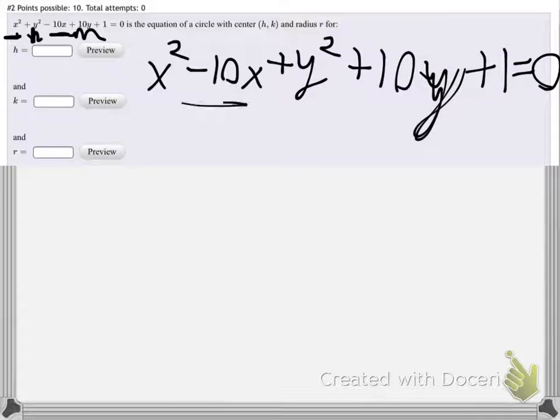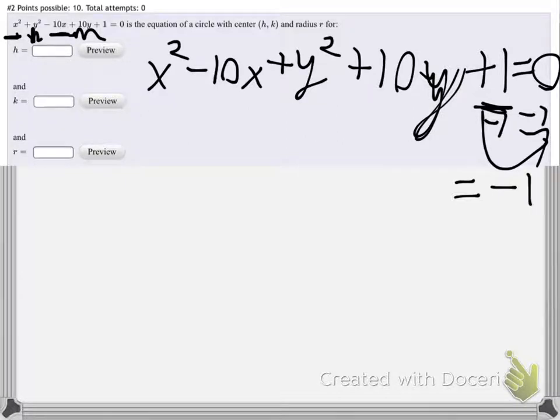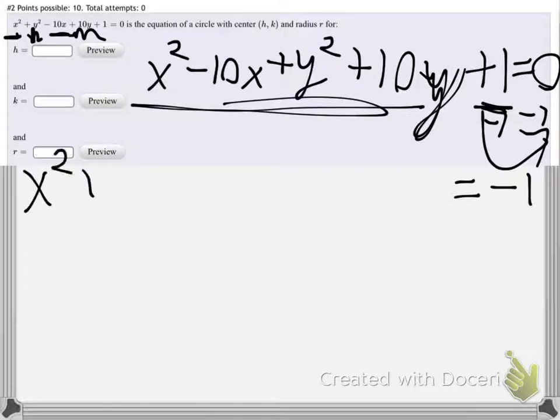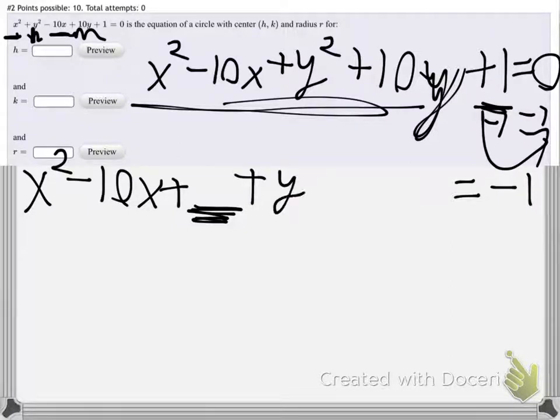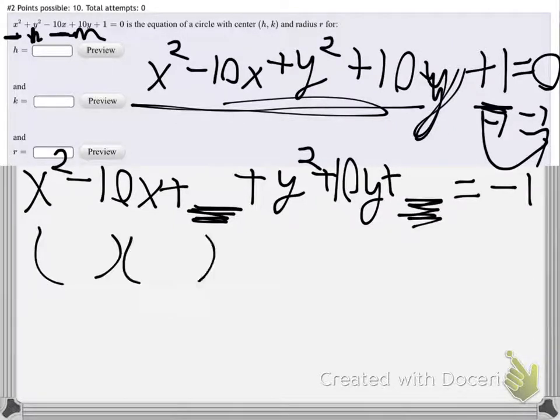A little bit of completing the square will get us to where we need to go. Before we look at the x's, this extra plus 1 is probably not needed, so we're going to subtract it to the other side. So minus 1 equals negative 1 on the right-hand side. To deal with the x's and the y's separately, we'll start with the x's. We have x squared minus 10x plus some mystery number we're going to add in there, complete the square style, plus y squared plus 10y plus some mystery number there in order to force these things to factor well.